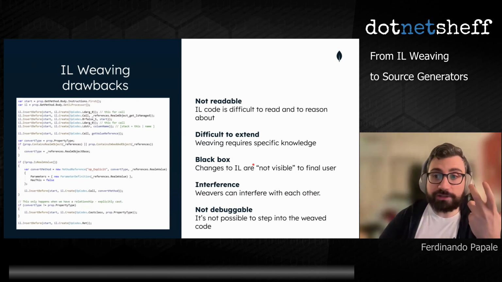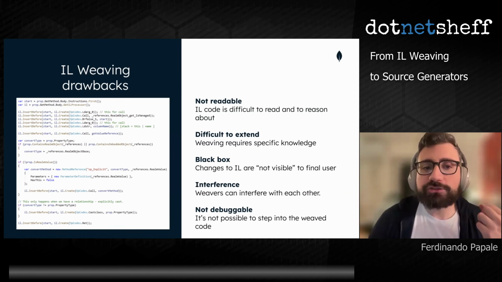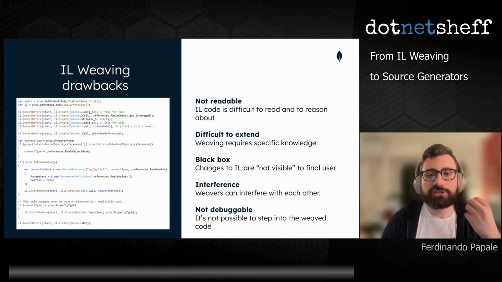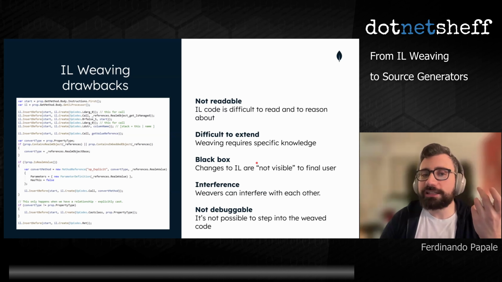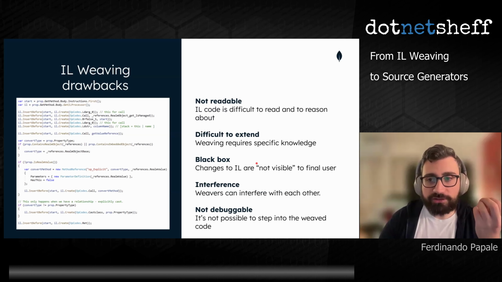So this was extremely powerful for us, but weaving also has some major drawbacks. First of all, as you have seen, the IL code is very difficult to look at. It's very difficult to understand what's happening because it looks like assembly. You don't really understand what is happening if you don't have experience with it.